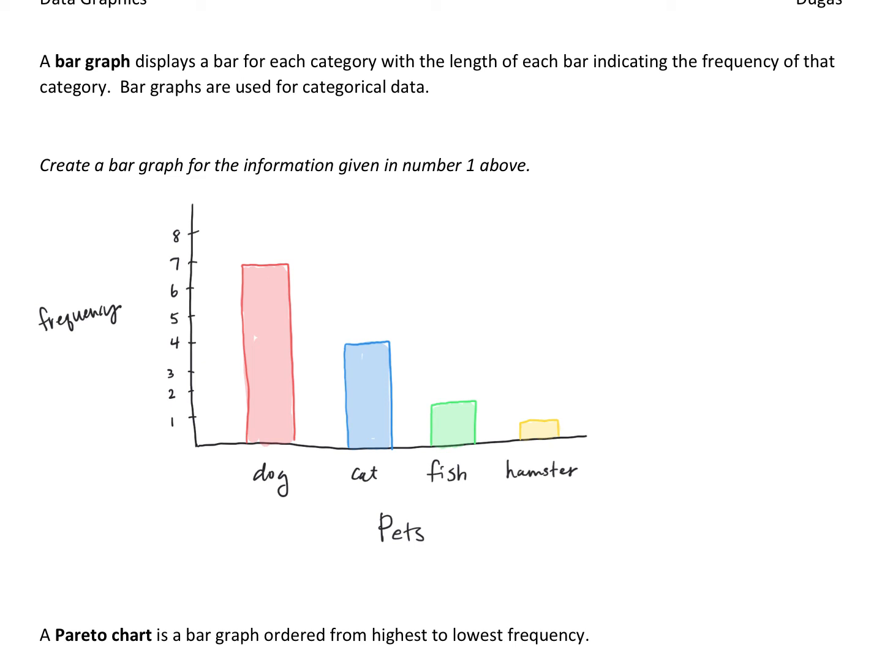But it's important, again, to remember to label your axes, so pets or whatever your variable is on the bottom, and then frequency is the vertical axis. Yeah, I think that's the important parts of that.